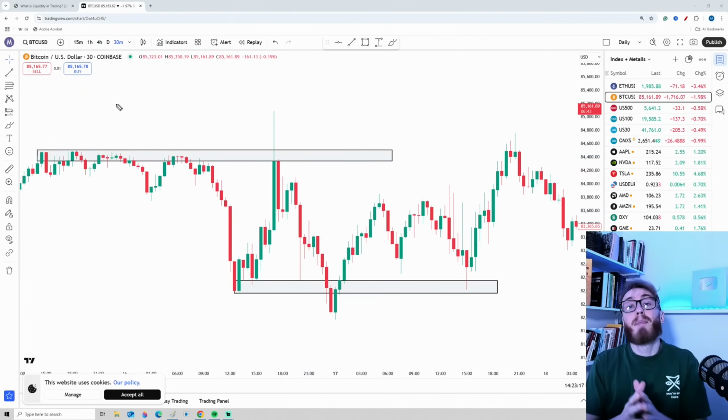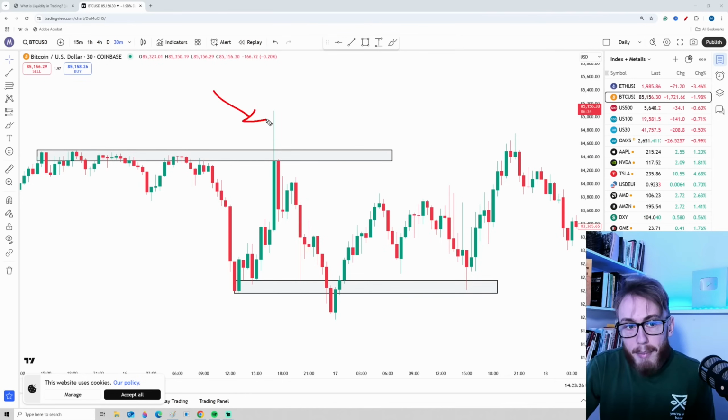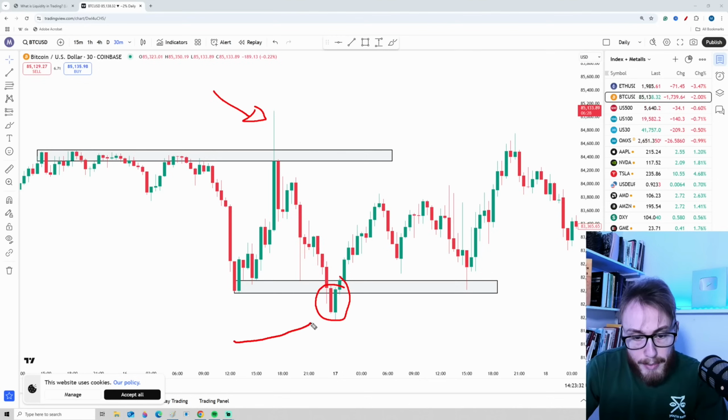But now then, what about the liquidity sweep? Well, remember here that the liquidity sweep is a slower move. The liquidity grab tends to be just one wick, while the liquidity sweep can be multiple candles. So here we actually have an example of a liquidity sweep.